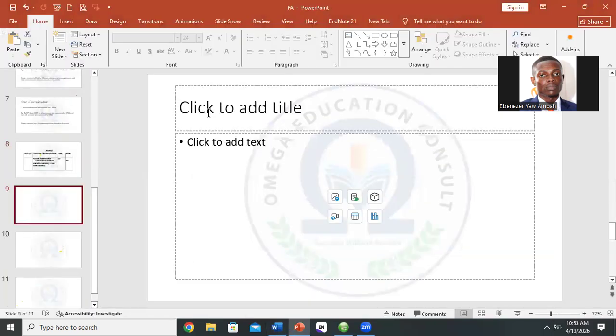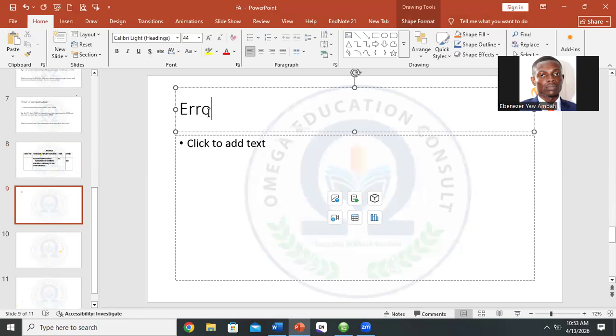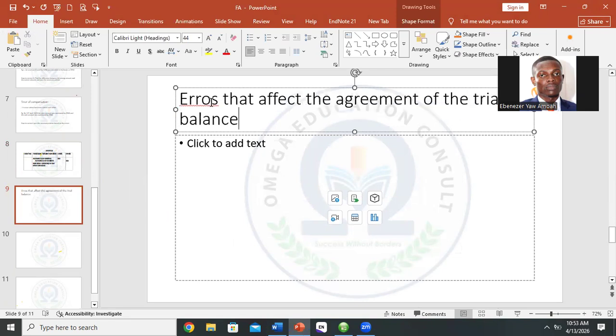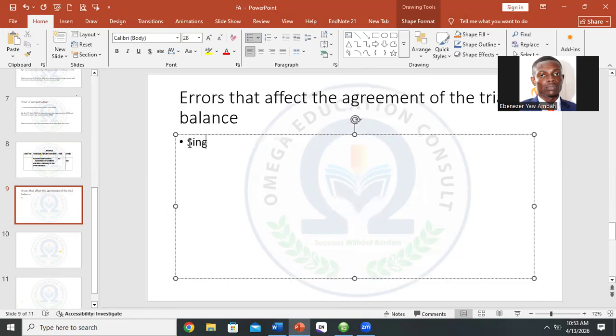So we've seen the errors that affect the agreement of the trial balance. The first error that we saw is the single entry. Then we went to the casting errors. Under the casting, we saw that there can be overcast and what? Undercast. Right? Casting errors, overcast and undercast.